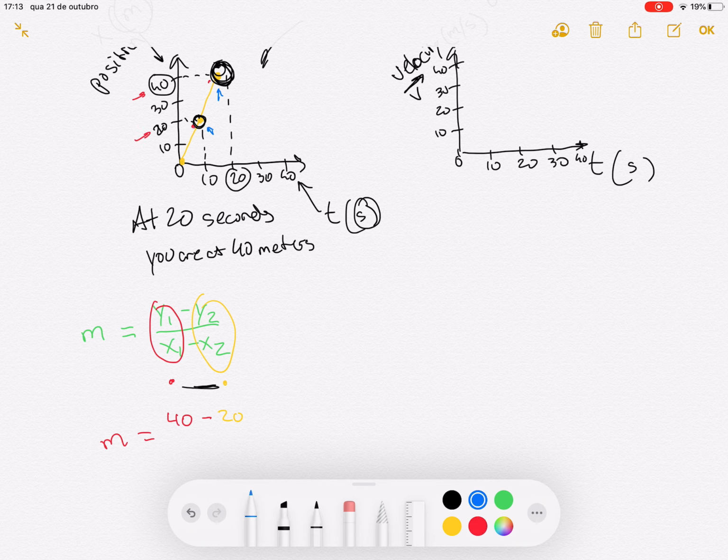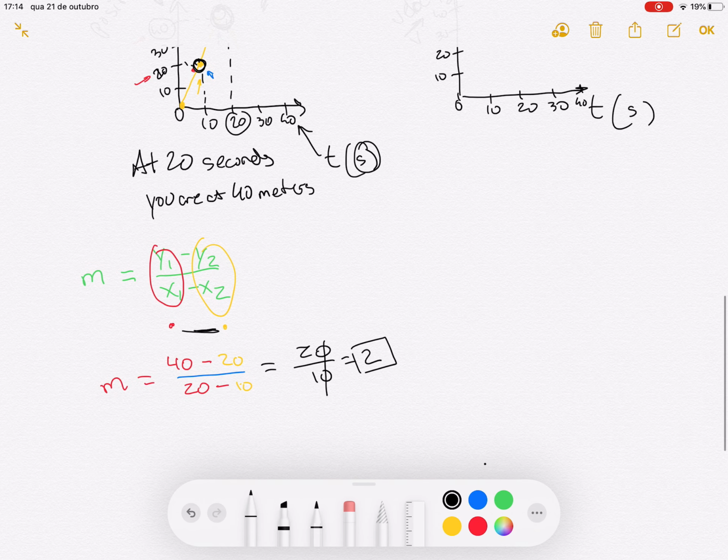And then we can divide that by 20 minus 10. And this is because this 10 is the x-coordinate for this point, and this 20 is the x-coordinate for this point. And so, if we solve this, we get 20 over 10. And then we can simplify that to 2. And so now, we know the slope is 2.